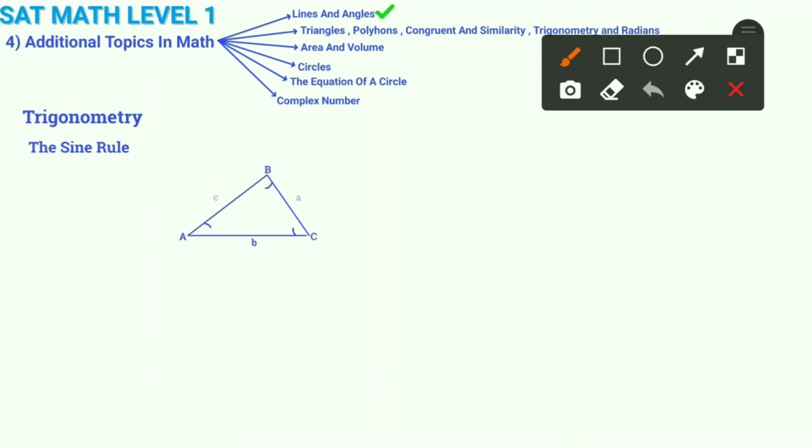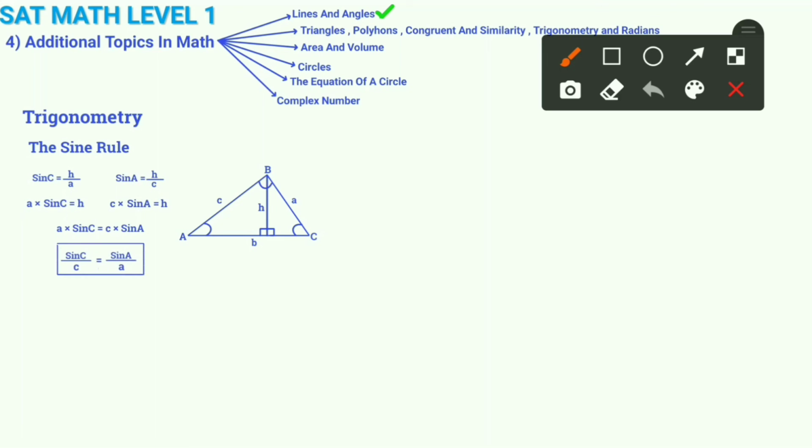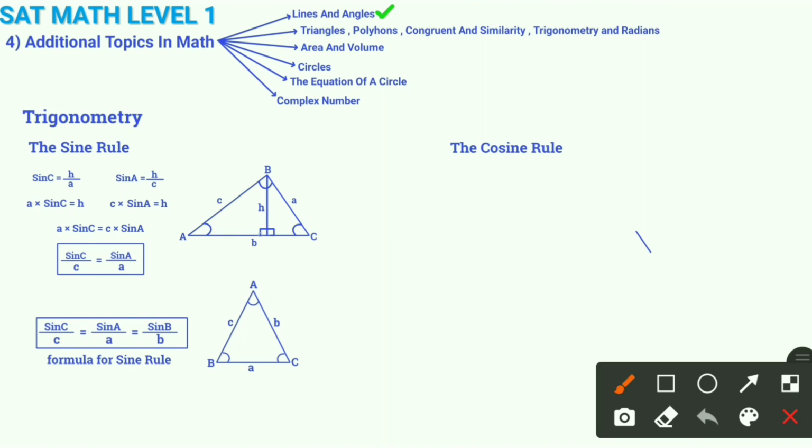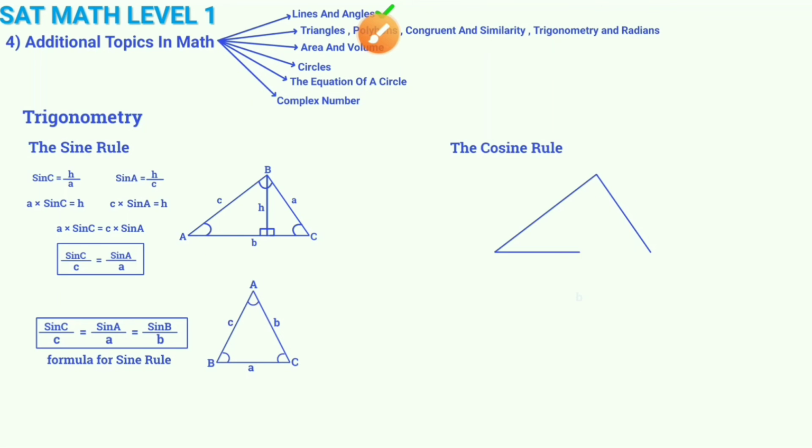We can use any of the sides and the angle between these. The sine rule. What is the sine rule? Okay, this is the formula for the sine rule. Let's say that we have c and we have a. So sine c upon c, sine a upon a, and this is known as the sine rule. So in here, sine c upon c, sine b upon b, sine a upon a.